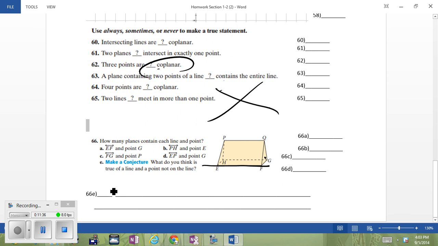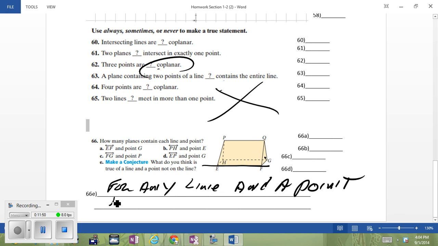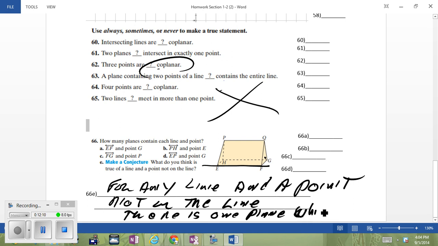So we say for any line and a point not on the line, there is one plane which contains them.